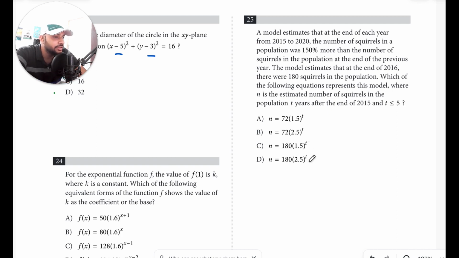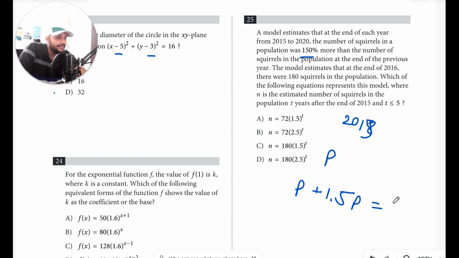At t is equal to 0, we don't know the exact number. Okay, but we can check from here. 150% more. So in 2015, let's say the population was p, in 2016 it's going to be p plus 150% of p, plus 1.5p is equal to 180. 2.5p is 180, p is equal to 180 over 2.5.